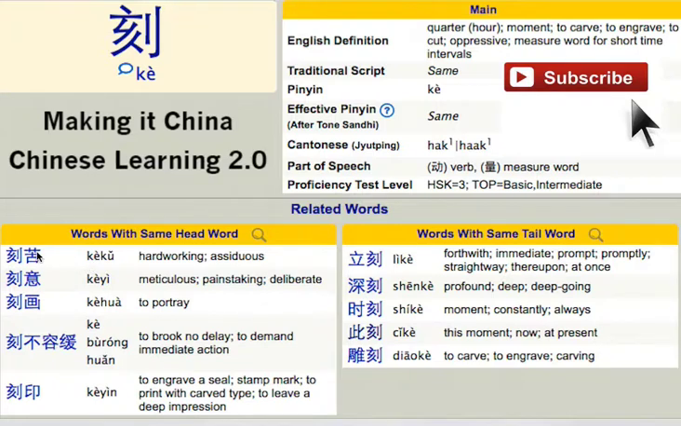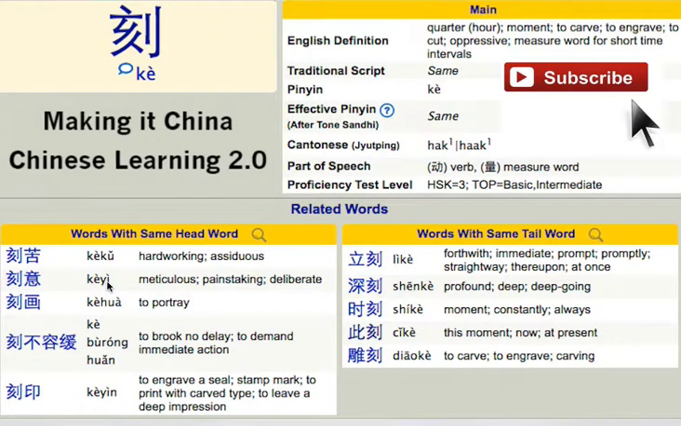Alright, so let's have a look at the characters, the pinyin and the English. Ke ku, hardworking. Ke yi, meticulous, painstaking. Ke hua, portrait. Ke bu rong huang, to brook no delay, to demand immediate action. Ke yin, to engrave a seal, stamp a mark.